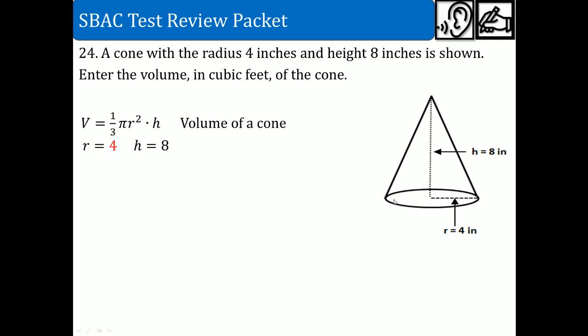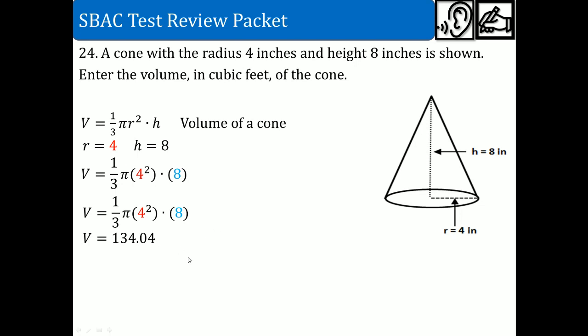Okay, the radius here is 4, the height here is 8. Make the substitution in, it's 1/3 pi 4 squared times 8. Plug this into the calculator, you get the volume of 134.04. This is actually in inches. The question says feet, so you would have to convert it into feet. Okay, but the answer is right here.